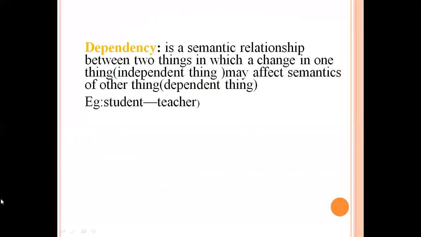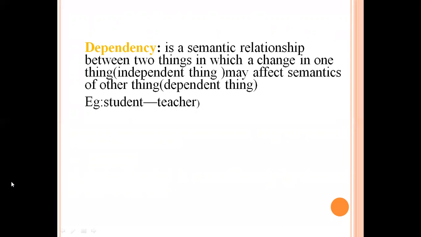The first one, dependency. Dependency is a semantic relationship between two things in which a change in one thing, the independent thing, may automatically affect the other thing, the dependent thing. A change in one thing automatically changes another thing, or it may affect the semantics of the other thing. That is the dependency.